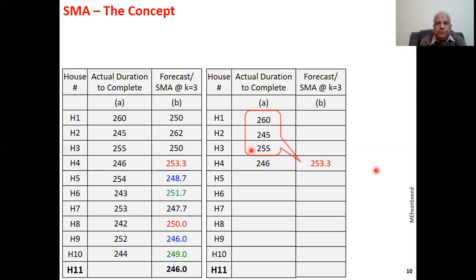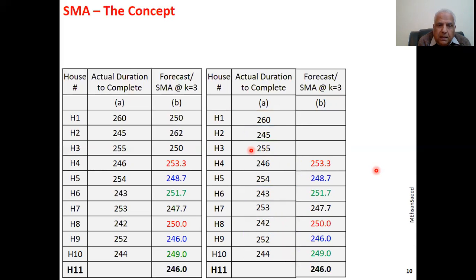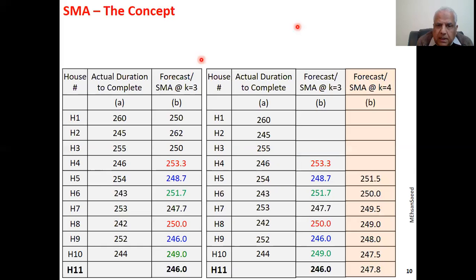Here we go. So that is why simple moving averages are called moving averages. This was the data set for K is equal to 3. And if K is equal to 4, we will get these figures. We can now make a graph. We can convert this into graphical data, this one here or this one here, same thing. If we draw the graph, this is what we get.